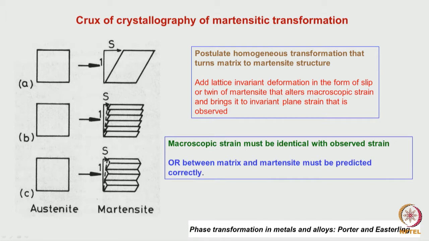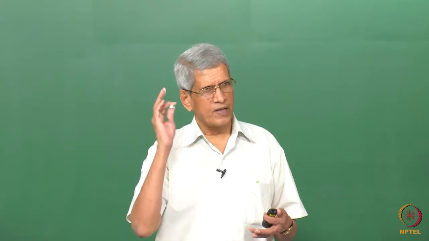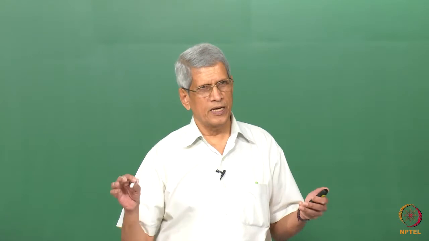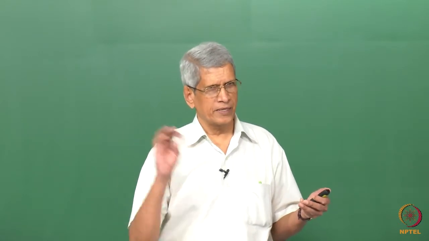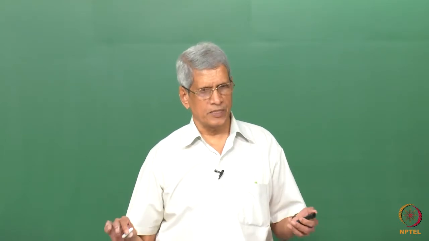Here what we have done, we have just postulated that this is one way in which this transformation could occur. Experimental observations: we know the crystal structure of the sample initially and what the crystal structure is afterwards. We can find out from experimental observation what the habit plane is, what the orientation relationship is, and what the crystal structure of the parent and the product is. These are all the observations.